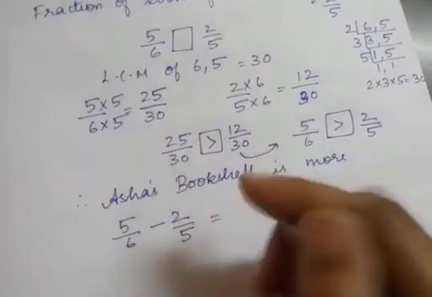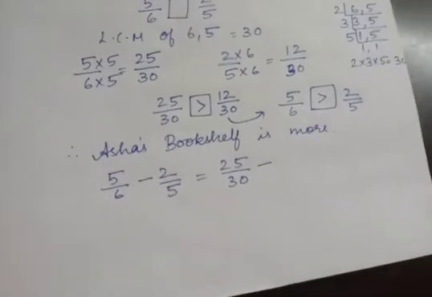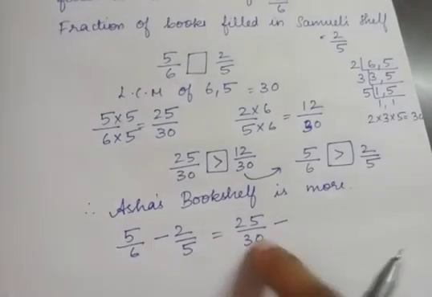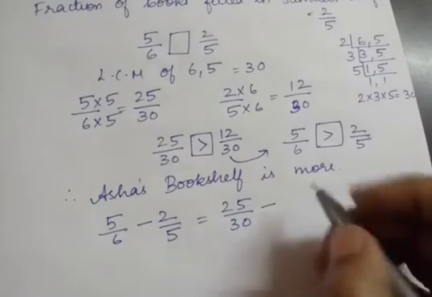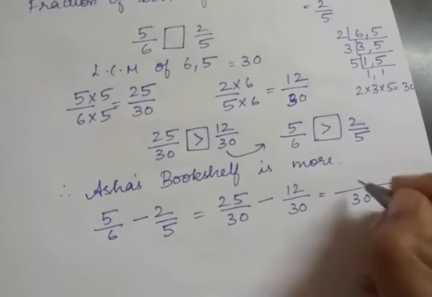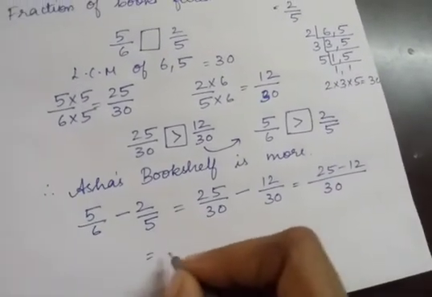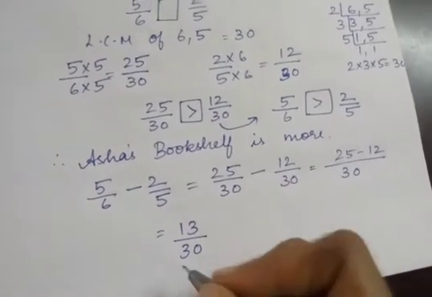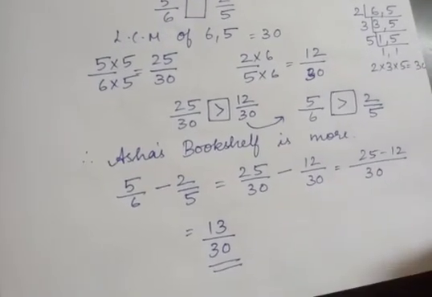5 by 6 is nothing but 25 by 30. Because if you are doing the subtraction, I want my denominator the same. So already we have taken the LCM, so we don't need to take it next time. 5 by 6 can be written as 25 by 30 minus 2 by 5 can be written as 12 by 30. So the denominator is the same. So 30, 25 minus 12. So 25 minus 12 is what? 13 divided by 30. 13 by 30 is the fraction by which we are saying that Asha's bookshelf is more.